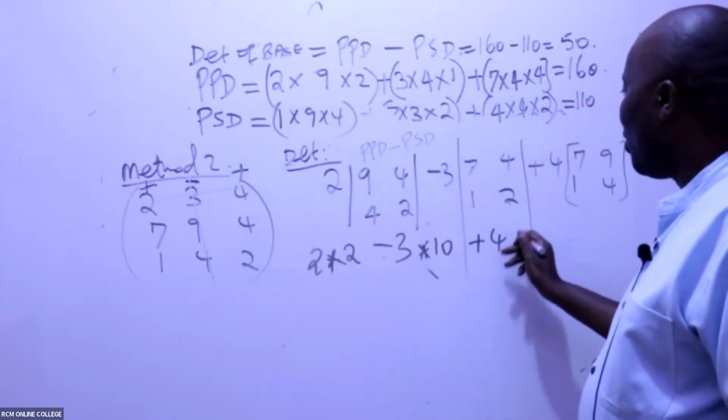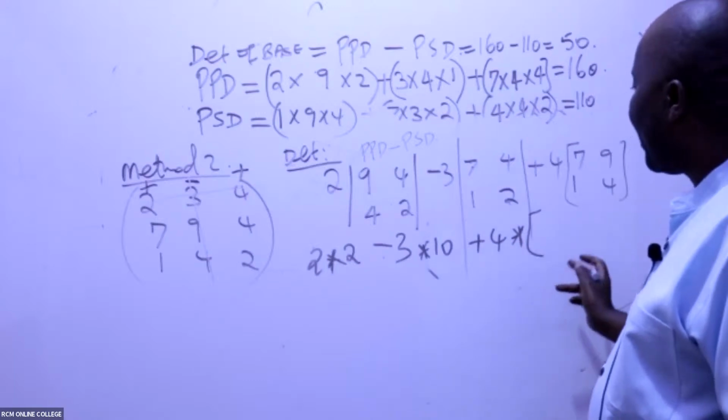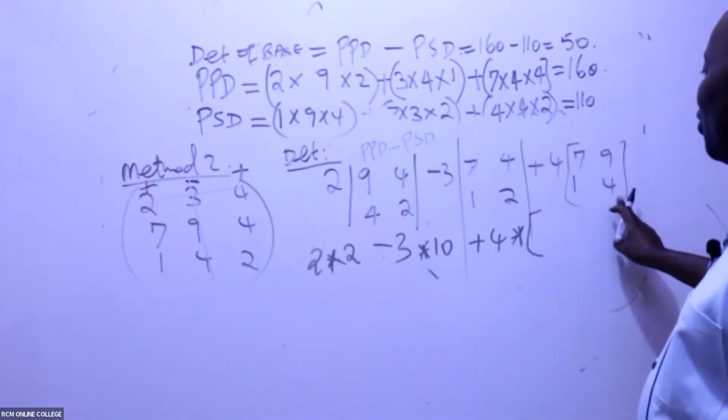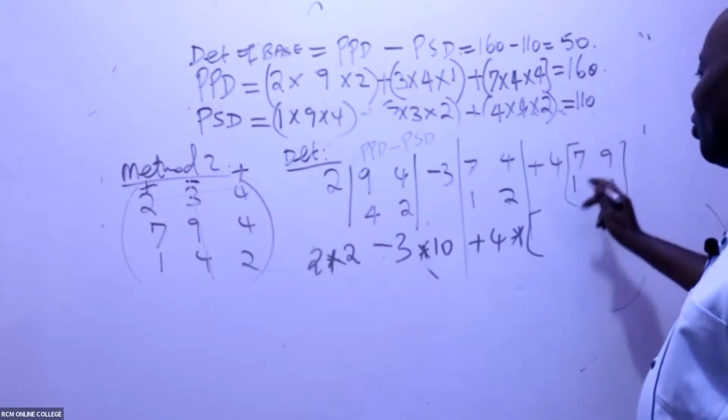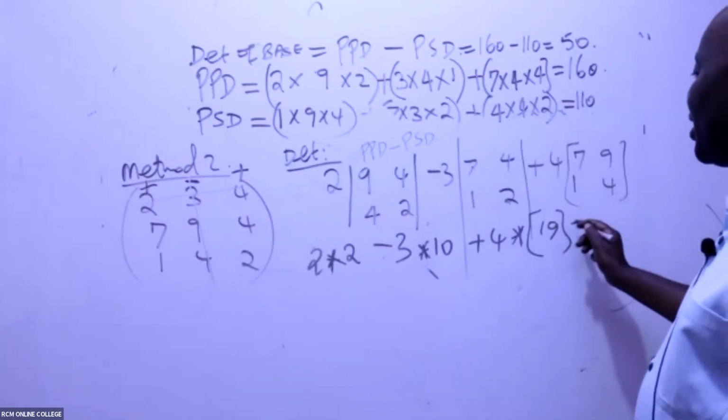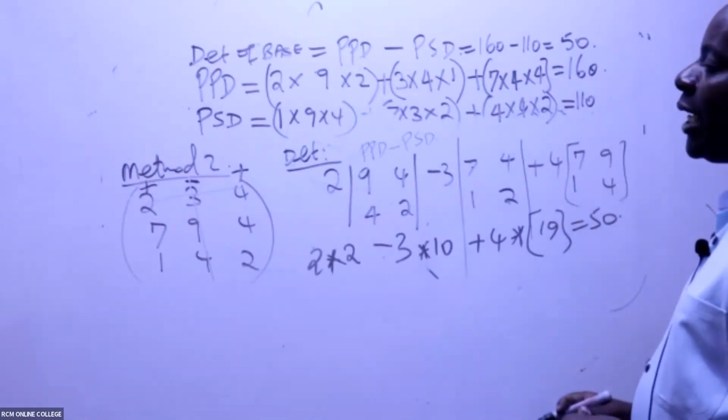Plus 4 times, open brackets here. So 7 times 4 minus 1 times 9, which gave us 19. So then in this case, you will be able to get that determinant as 50.